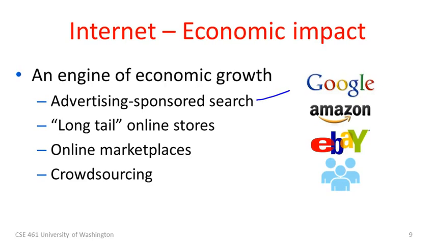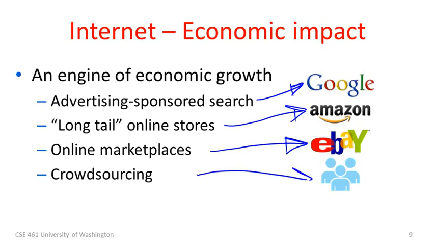Google, for instance, provides advertising-sponsored search. That's its model for operating. It can do this because of the internet. Amazon is an online store, but it also operates by providing a long tail of inventory, something which isn't readily possible in a physical store. The internet also enables online marketplaces such as eBay, where clients and sellers can meet virtually before they conduct a transaction. And systems such as Amazon Mechanical Turk also allow us to crowdsource work by gathering a team of people in different places to perform a common set of tasks.